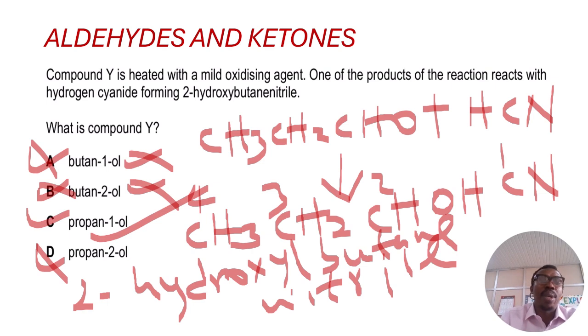D is also wrong, because if you oxidize propan-2-ol, you are going to get a ketone. Then if it undergoes nucleophilic addition with hydrogen cyanide, you are not going to get 2-hydroxybutane nitrile. You are going to get 2-hydroxy-2-methylpropane nitrile. So the correct answer to this question is C. C is the correct answer. It's as simple as ABC.